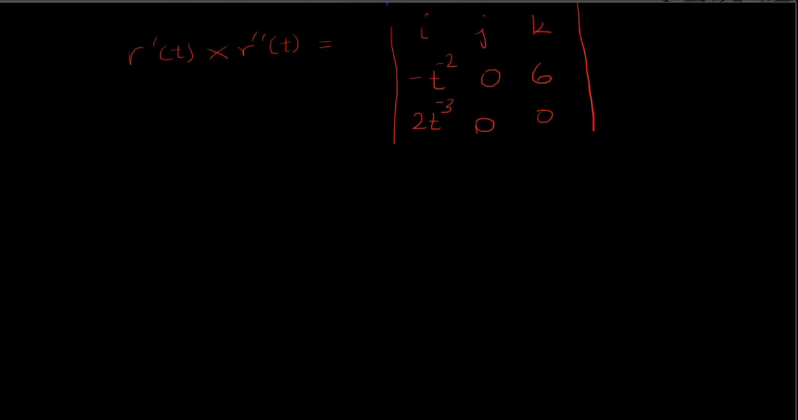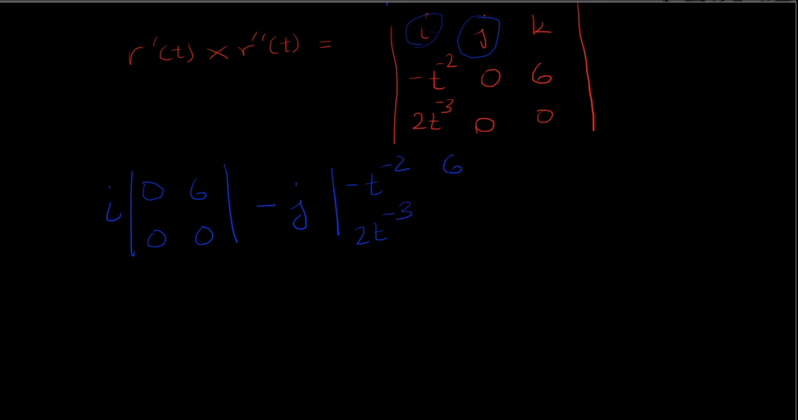Okay, now we find the cross product. So we'll start with i, and then we take the determinant. So we look at the determinant of matrix 0, 6, 0, 0. Then we go to minus j. So then we look at the first column, negative t to the negative 2, 2t to the negative 3, and then the third column, 6 and 0. And then lastly, we look at k, the third column, and then we look at the first two columns.